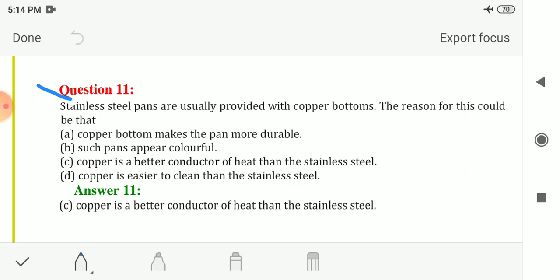So your correct answer is option C, that copper is a better conductor of heat than stainless steel, and the main purpose of using the pan is to cook food or to get heated up. So if we keep the bottom of the stainless steel pan as copper, then it will get heated up quickly. So that's why stainless steel pans are usually provided with a copper bottom. So our answer is option C.